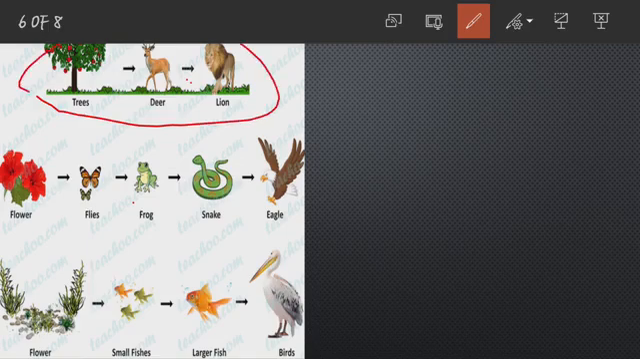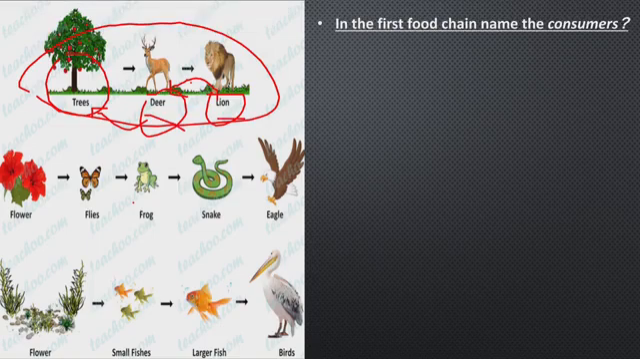Who are the consumers in the first food chain? Is the tree a consumer? No, the tree is a producer. The deer, yes, because what does the deer eat to get energy? The tree. The lion, what does the lion eat to get energy? The deer. So the deer and the lion are the consumers in the first food chain.